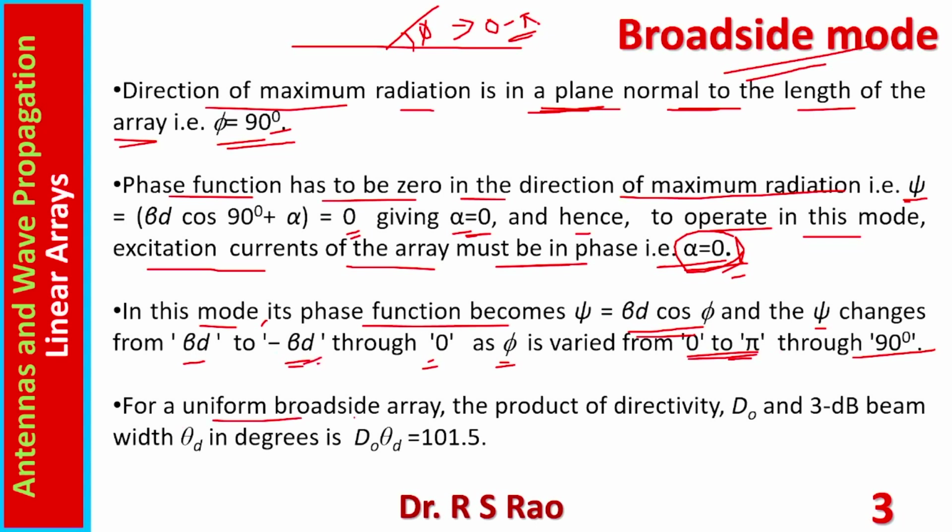For a uniform broadside array, the product of directivity and 3D beam width in degrees, with some analysis, can be found equal to 101.5. These are some important points regarding broadside mode operation of a linear array.